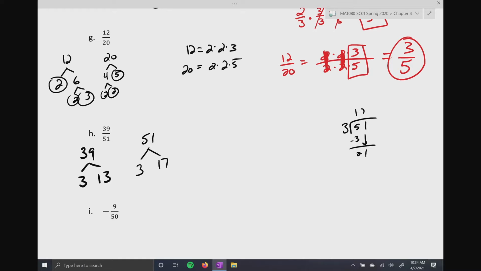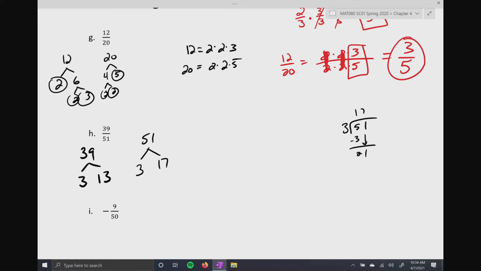Worst case scenario, honestly, just do this. If you're looking, you should be looking up at the screen right now. Worst case scenario, just get out a calculator. Start typing in 51 divided by 2. Since it's a decimal, it doesn't work. 51 divided by 3 is 17, a nice whole number. That's the one you use. Does that make sense? Save yourself a little bit of time.